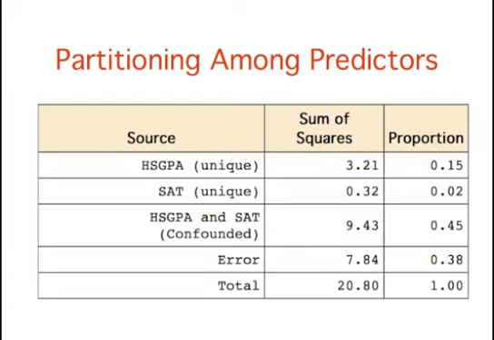This table shows the partitioning of the sums of squares into the sum of squares uniquely explained by each predictor variable, the sum of squares confounded between the two predictor variables, and the sum of squares error. It is clear from this table that most of the sum of squares explained is confounded between high school GPA and SAT. Note that the sum of squares uniquely explained by a variable is analogous to the partial slope of the variable, and that both involve the relationship between the variable and the criterion, with the other variable or variables controlled.